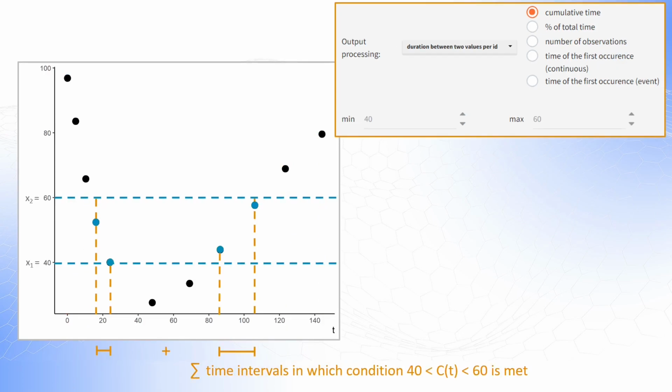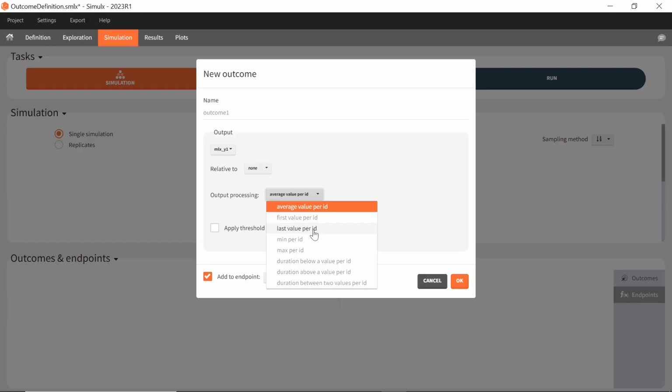For the element duration above a value per ID, the same options as before are available. Duration between two values per ID is used to calculate the time span where the output remains between two given values. As before, the same options are available for this element. Finally, after selecting an output processing element, it is possible to apply a threshold value. For this, a value must be set and the relation sign must be selected. A logical test will be applied and we will obtain a Boolean object as an outcome instead of a continuous value.